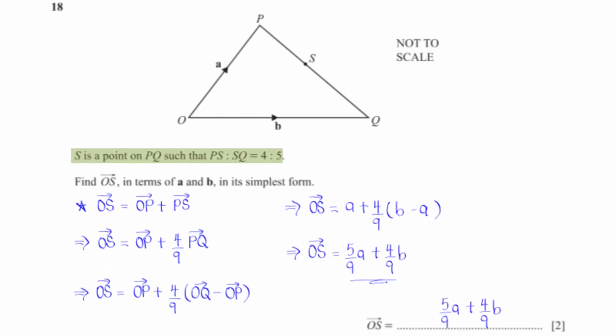S is a point on PQ such that PS is to SQ equals 4:5. Find OS in terms of A and B in its simplest form. So we can map out OS as OP plus PS. PS is equal to 4/9 of PQ, and PQ is equal to OQ minus OP. So now that we have that down, we know that OP equals A and OQ equals B. So when we simplify this, we get OS as equal to 5/9A plus 4/9B.